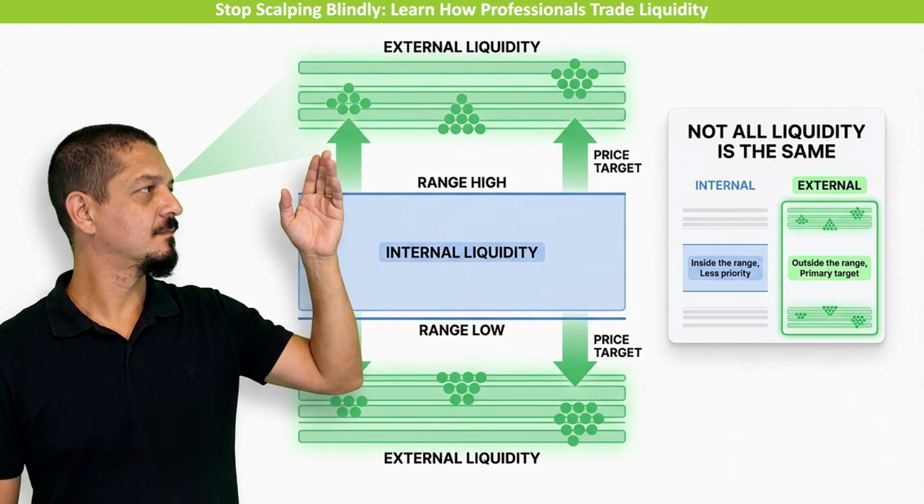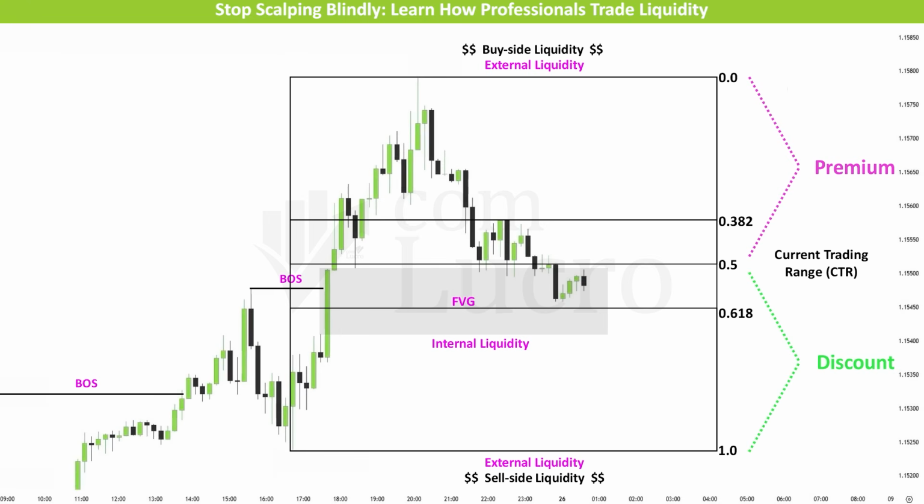Some of it sits inside the range, and some of it sits outside, and each plays a different role in how price moves. So let us begin with external liquidity. External liquidity is found outside the trading range. It is typically located above major swing highs or below major swing lows, precisely where retail stop losses tend to sit. These are the zones smart money exploits to manipulate price.